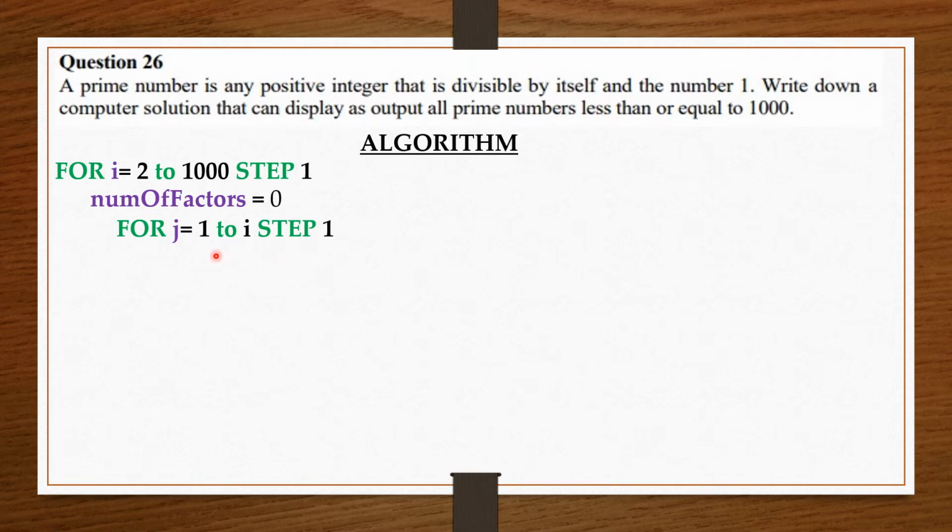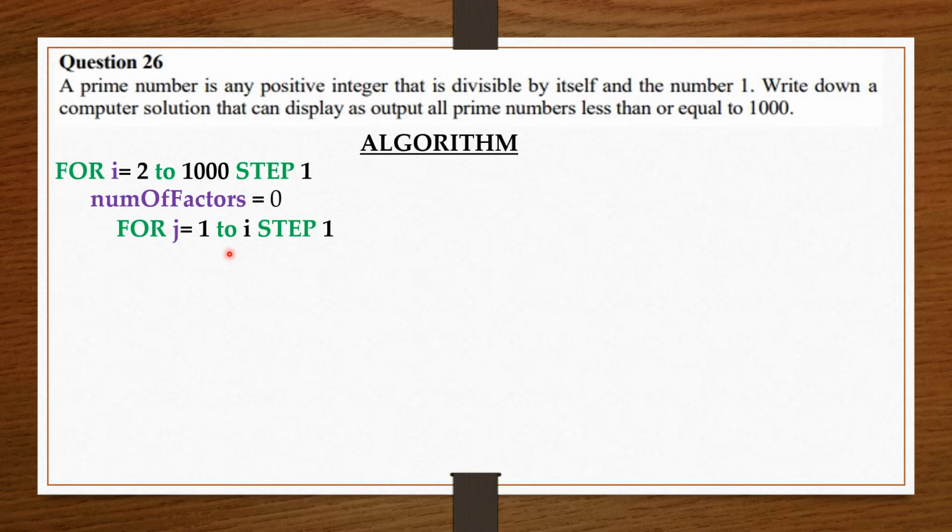Now the reason why it is starting from j equals 1 to I is that the I in this case, when we start, was going to be 2. We know that the factors of a particular number can never be greater than the number itself. For instance, if I take 3, the factors of 3 are 1 and 3. 4 can never be a factor of 3. 5 can never be a factor of 3. So all the factors of a particular number are less than or equal to that particular number.